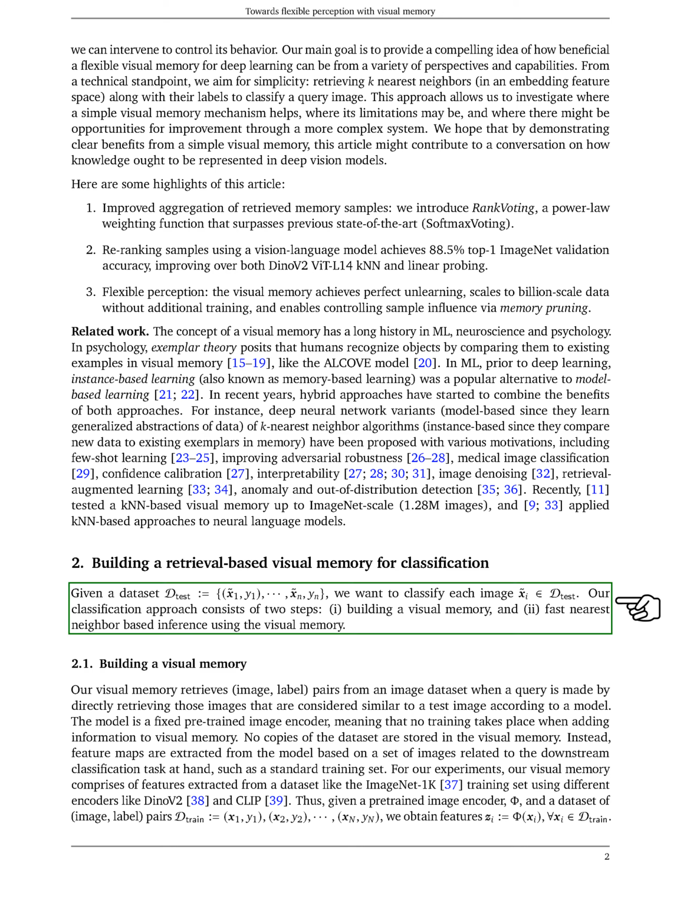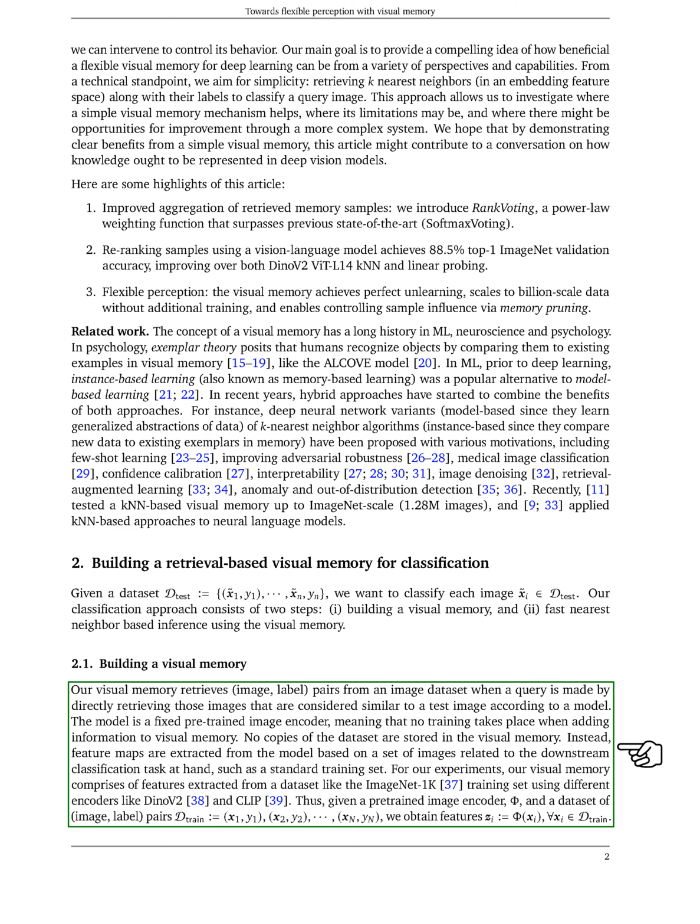Section: Building a visual memory. In this section, we describe how we build a visual memory. Our visual memory retrieves pairs of images and labels from a dataset when we make a query by finding images similar to a test image using a model. This model is a pre-trained image encoder, meaning we do not train it further when adding new information. We do not store copies of the dataset in the visual memory.